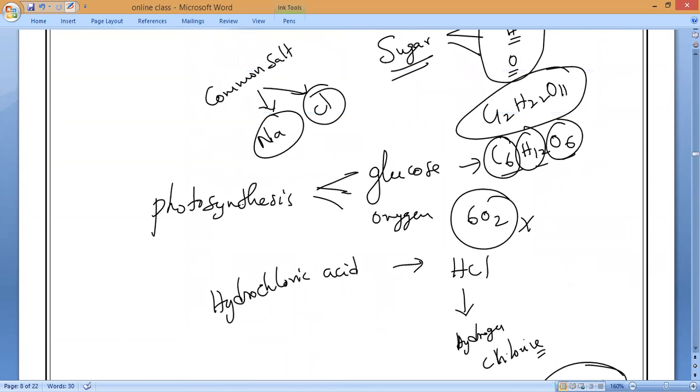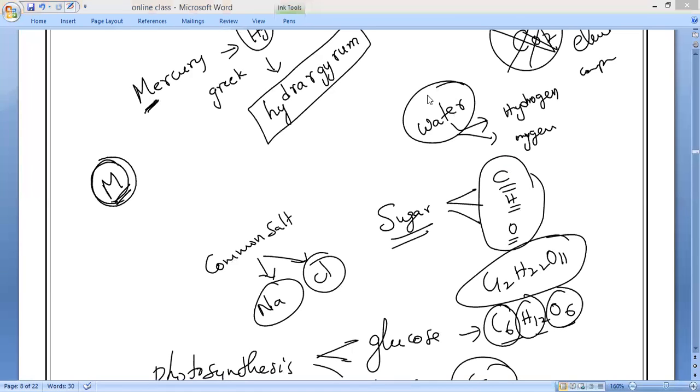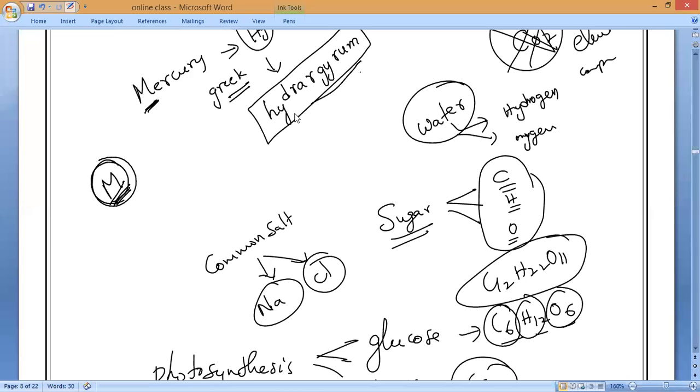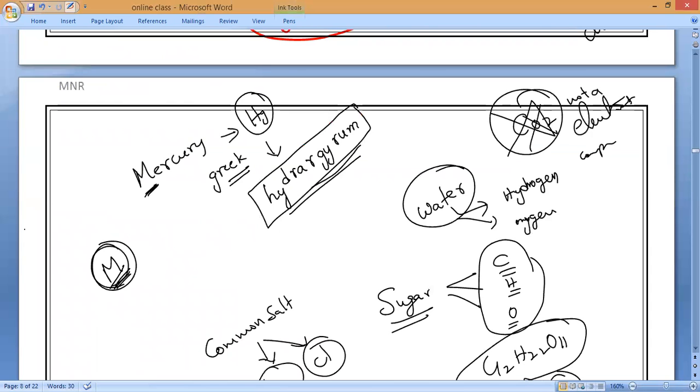Like Mercury. Why can't we represent Mercury with M? Anybody can answer? Because so many elements will start with M. Yes or no? So many elements start with M only. That is why we have chosen the Greek word. What is the Greek word for Mercury? Hydrargyrum. Understanding? So they have chosen the symbol of Mercury from the Greek name.